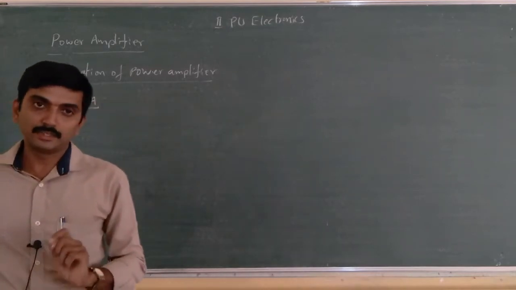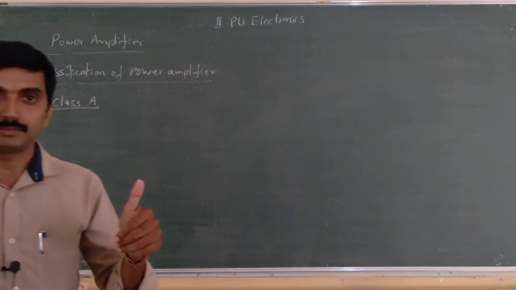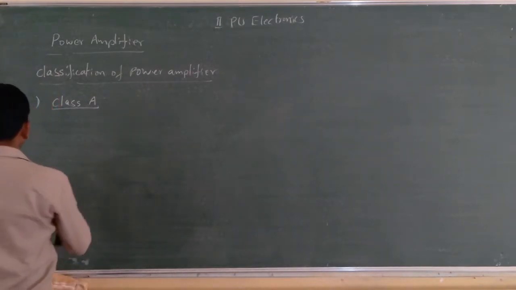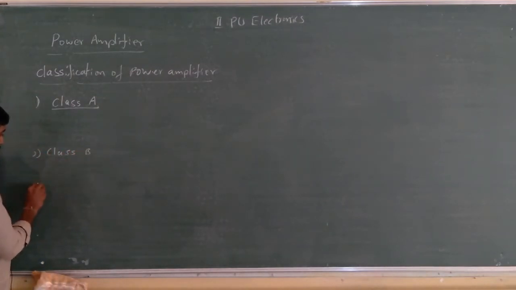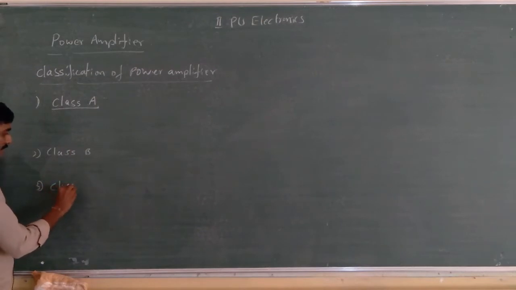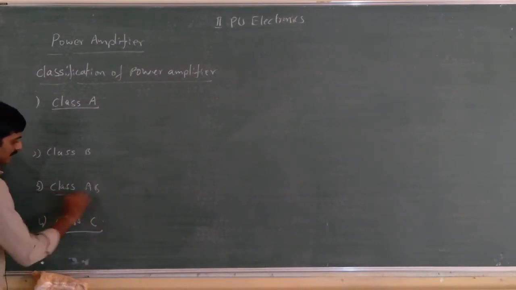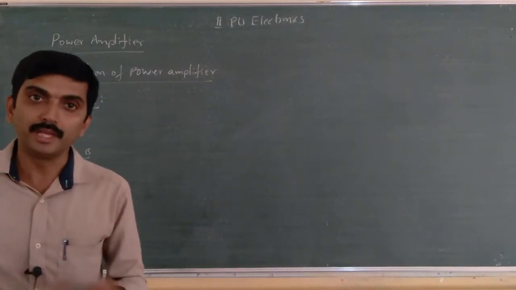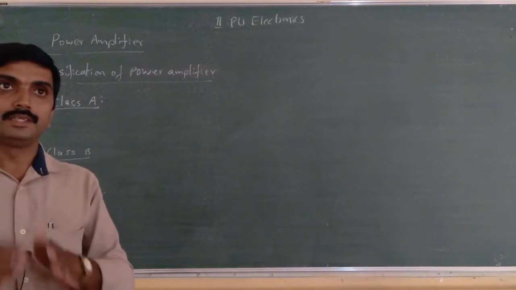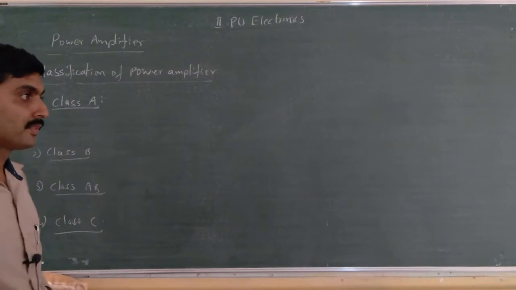Actually there are 4 types of power amplifiers. Class A amplifier, first one. Class B amplifier, second one. Class AB amplifier, third one. And fourth one, class C power amplifier. And this classification is based on the location of the Q point on the DC load line.